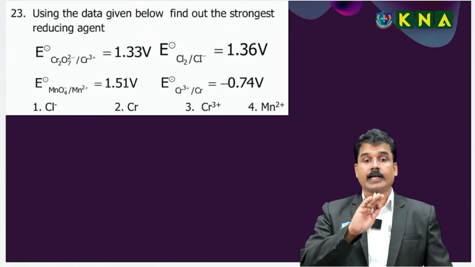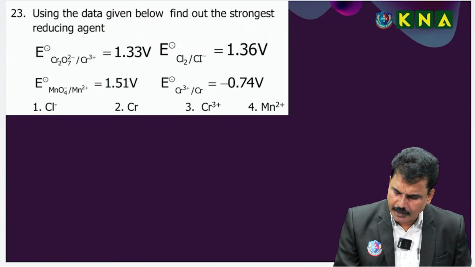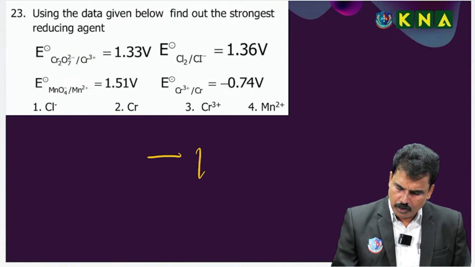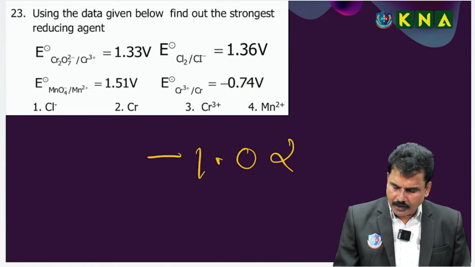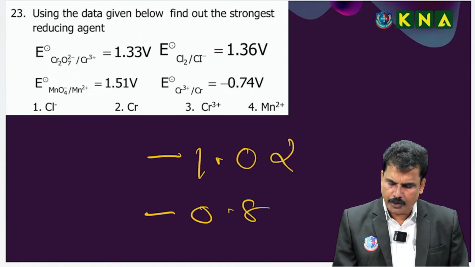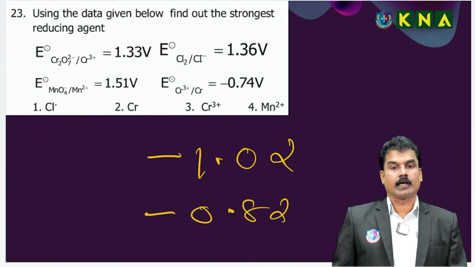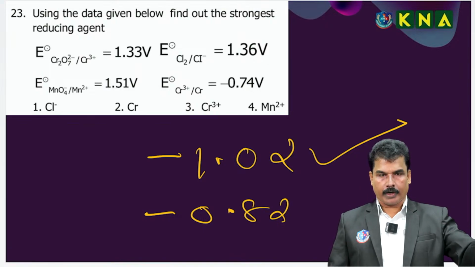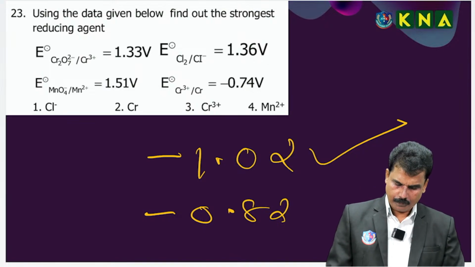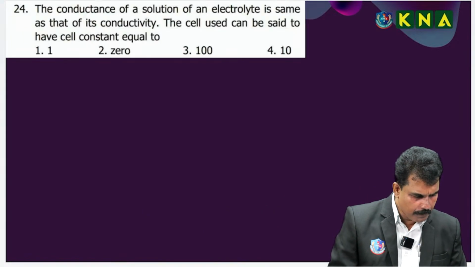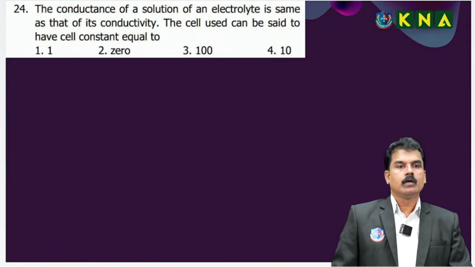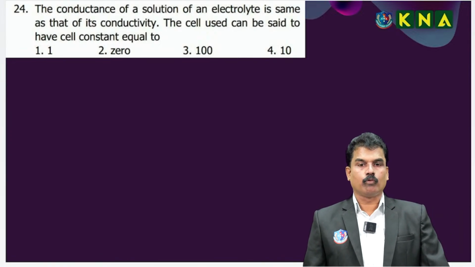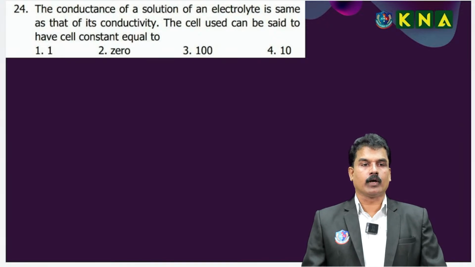Clear now? Suppose two negatives are given: one E0 value is minus 1.02, another is minus 0.822. Which one is the better reducing agent? First one. More negative, more reducing. Are you getting the idea? Okay, now we can move to the next question. Are you following now?